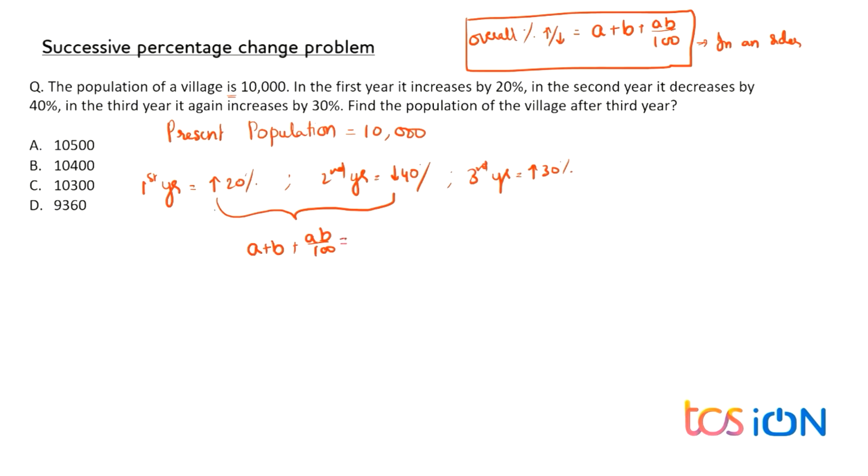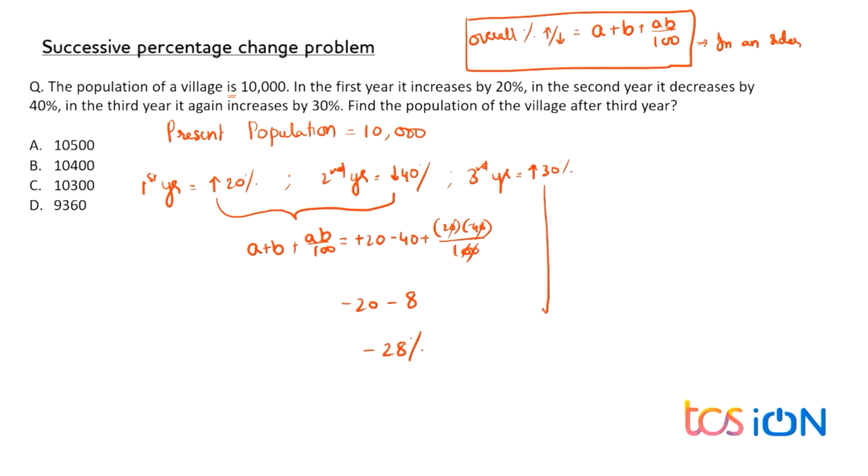Right, everybody? And that's going to give me A means increment, so plus 20. B means decrement, so minus 40, plus of 20 into minus 40 upon 100. Now 2 zeros gets cancelled. That's going to give me minus 20 minus 8, because 2 into 4, 8, and plus into minus. So that becomes minus 28% overall decrement for the first 2 years. But can I say this is my final answer? 10,000 minus 2,800 will be my final answer? No, definitely not. Why? Because there is one more increment now.